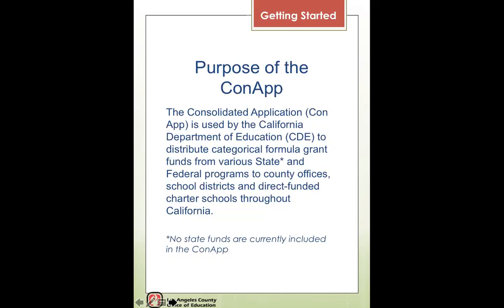This is primarily federal ESSA funds, the Every Student Succeeds Act. Those are the only funds in the CONAP right now. Currently, there are no state funds included. State funds were pulled out when we went to LCFF, and categorical programs were essentially removed from the state level. So it's possible that in the future you might see some state funds included, but for now it's only federal funds included in this reporting.